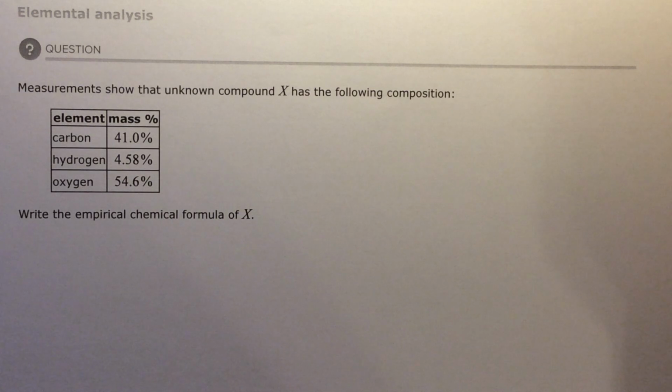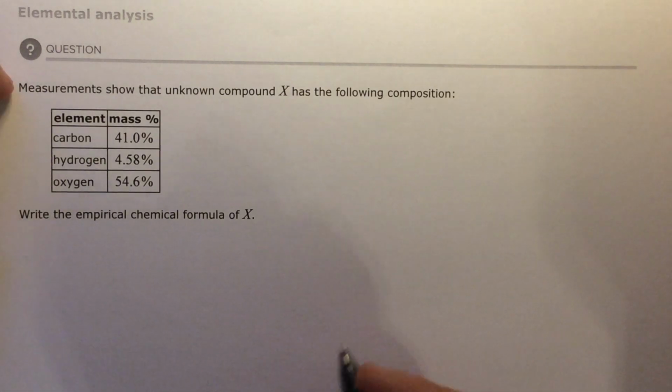Okay, this says that some kind of analysis has told me that a sample of something that I have is 41.0% carbon, 4.58% hydrogen, and 54.6% oxygen. And they want you to determine what's its empirical formula. What is the ratio, like 1 to 2 to 1 formula for this material? So you may need to watch this video a couple times. Let me show you what I would like to do.